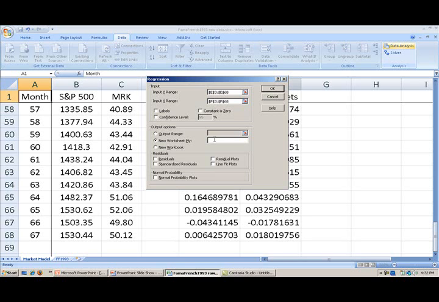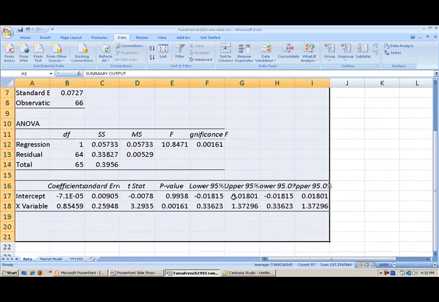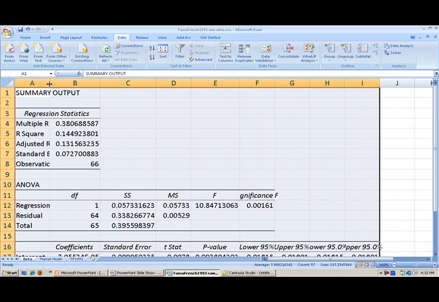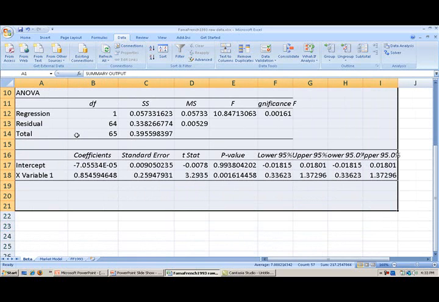We want to output the analysis to a new worksheet, and we'll call that worksheet Beta. To run the regression, we just click OK. And Excel automatically creates a new worksheet with the regression results in it. We have some summary regression statistics at the top. We don't need to worry too much about these statistics for the time being. What we're interested in are the coefficients. In particular, what we care about is the slope coefficient.